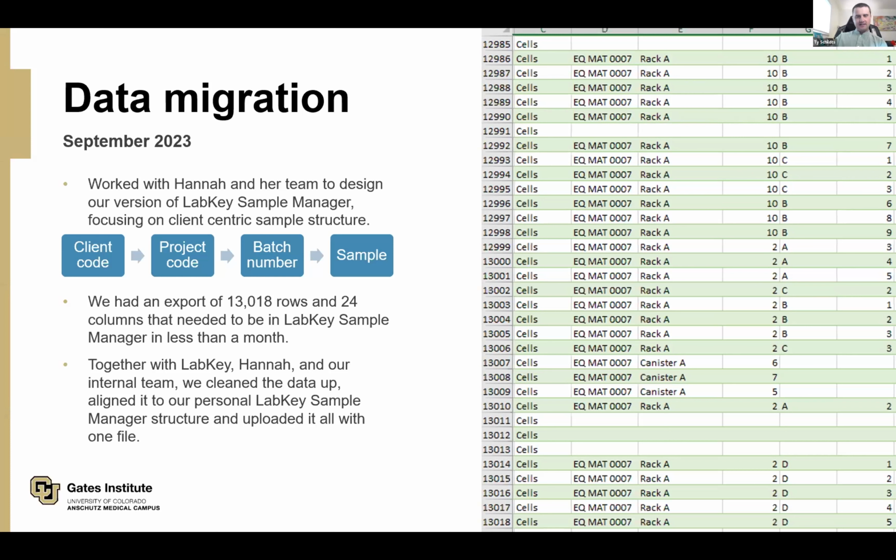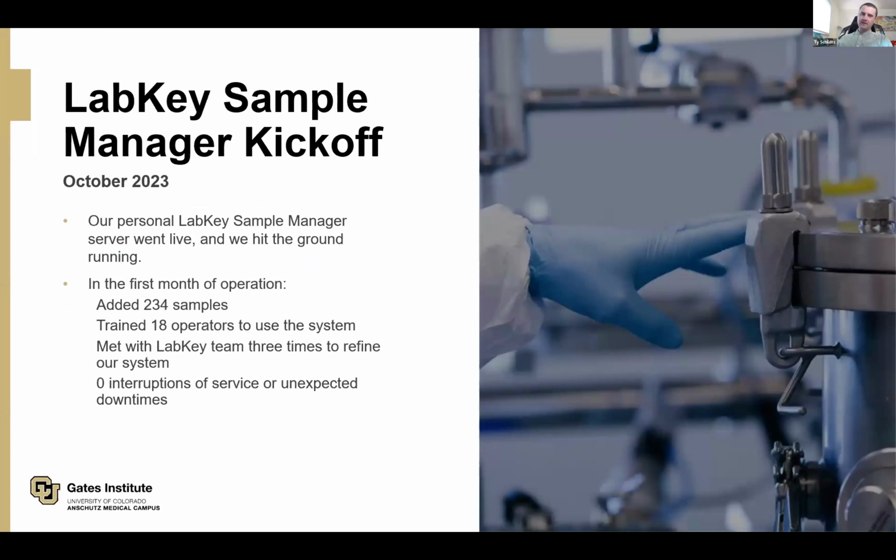And because of that, we were able to be completely live by October 2023. So in October 2023, we officially kicked off Sample Manager at our lab. That is all the data fully migrated, the sample structure completely set up. We had all the SOPs done, and we were ready to go. So in that first month of operation, we added 234 samples to the system.